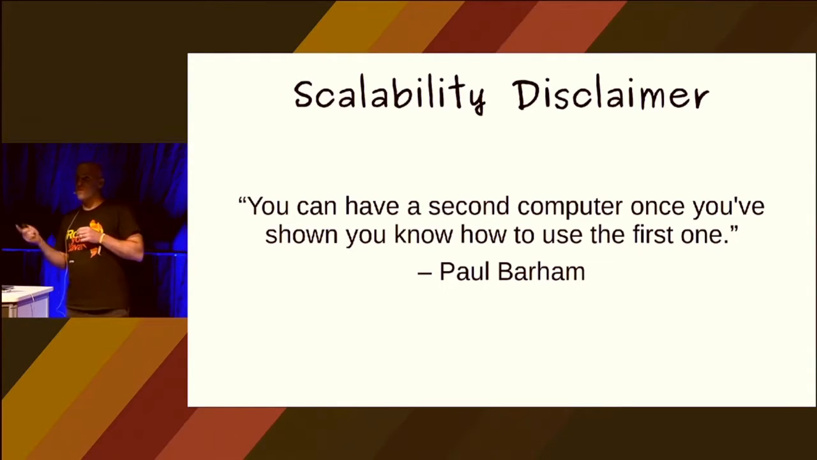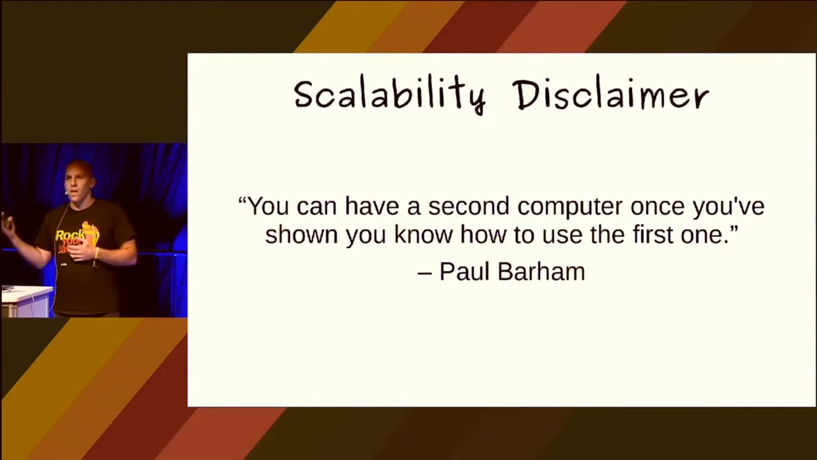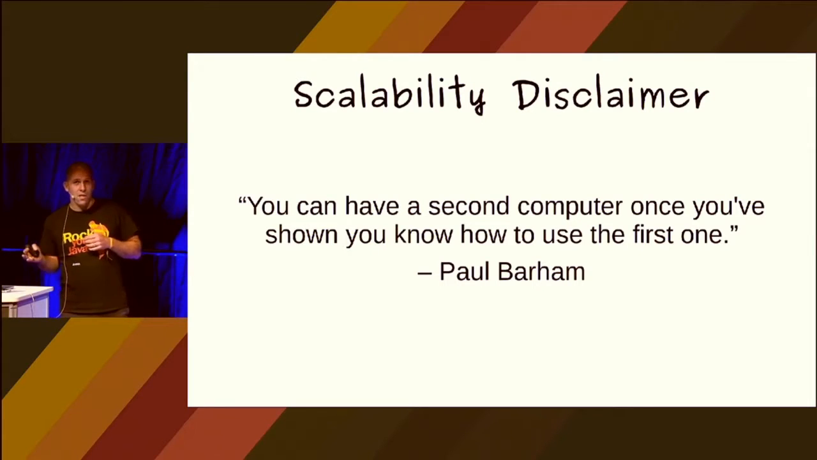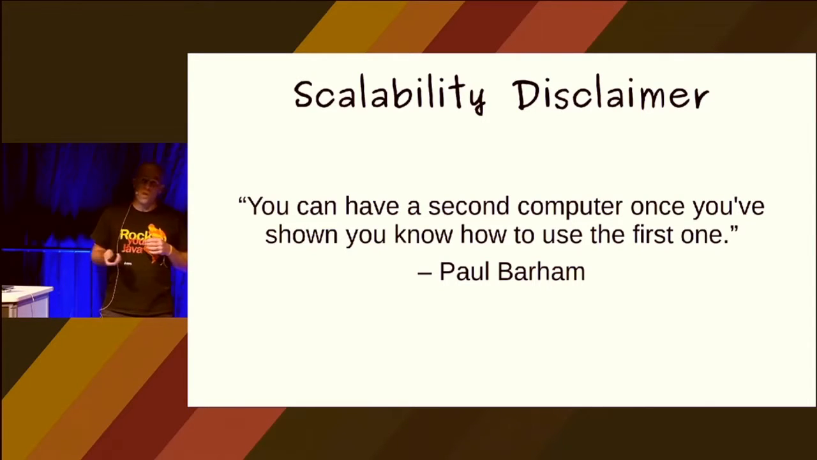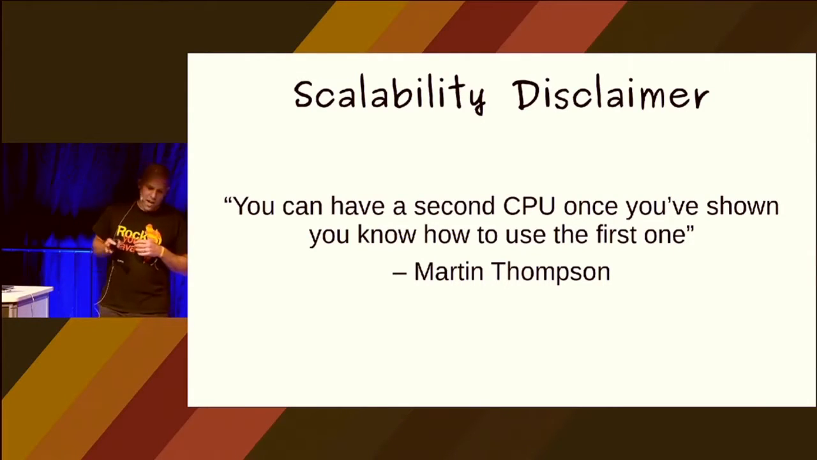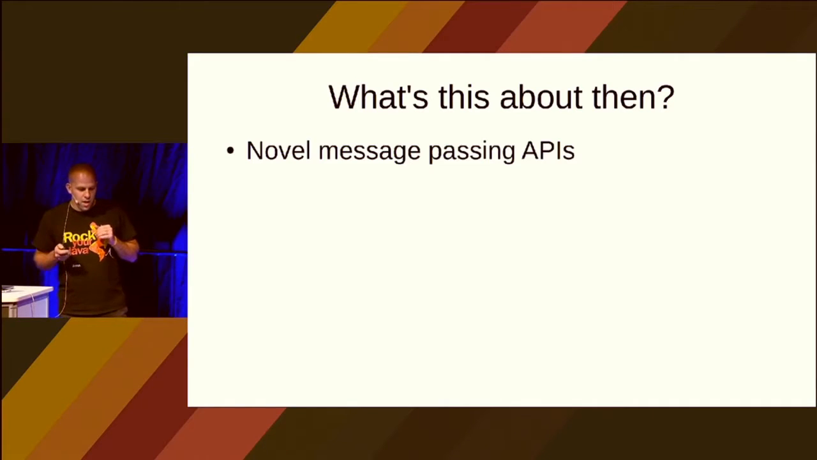Before we get to queues, I'll just be clear, you don't always need to send work to other threads. If you're going to scale your application and add threads, scalability comes at a cost, and concurrency is difficult. There's this quote about scalability on clustering and so on: you can have a second computer once you know how to use the first one. And there's this one from Martin Thompson: you can have another CPU once you figure out what the hell you're doing with one. These things hold, but we're not really going to touch on them. We're going to talk about message passing.